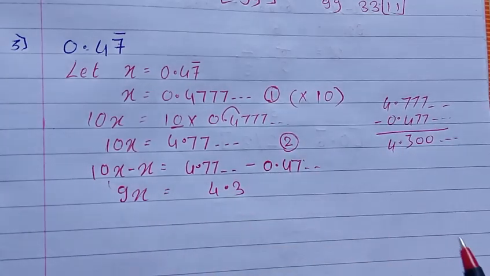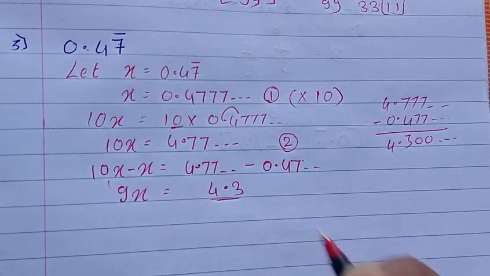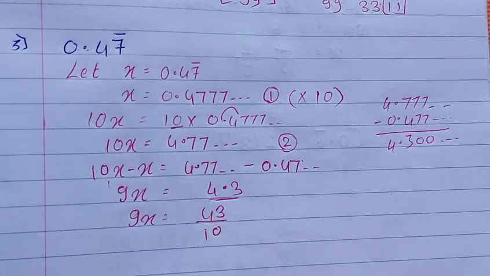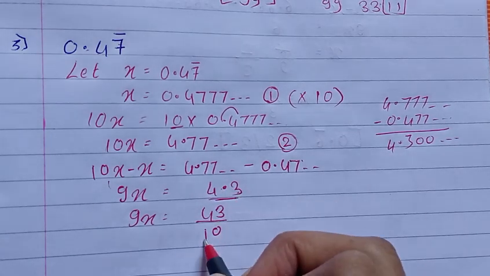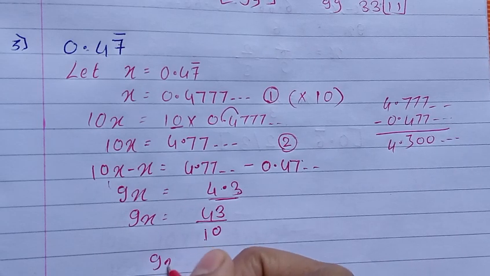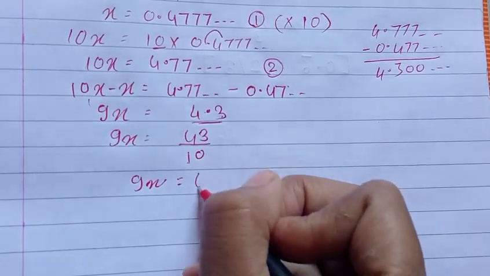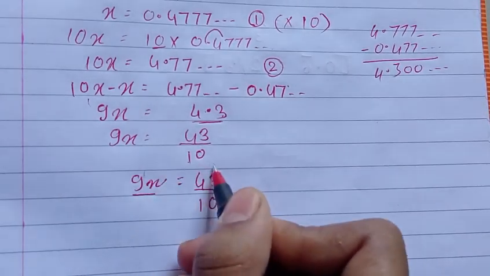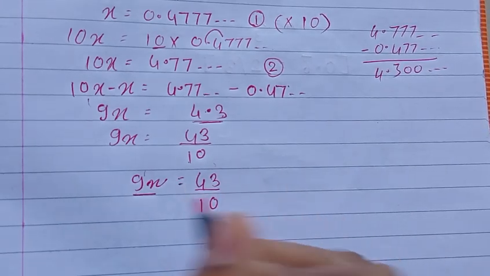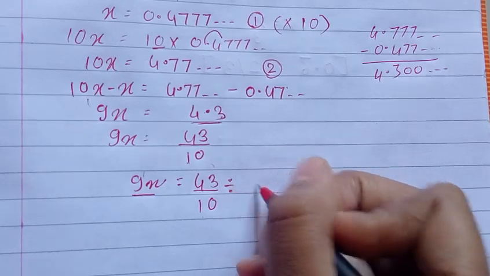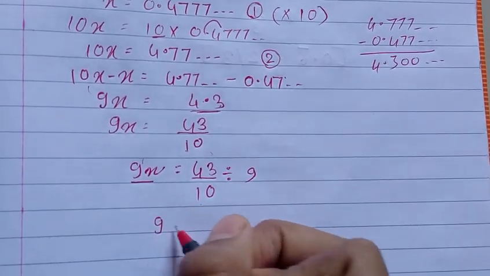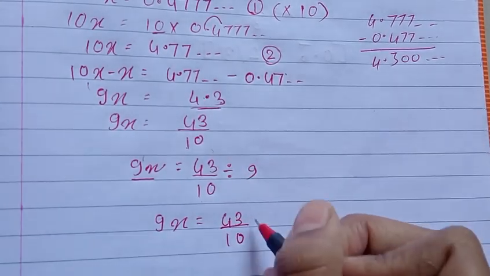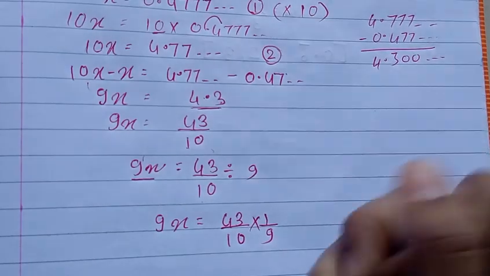Then you got this. Now see, this is in decimal form. We can convert this into fractional form. So you can write 9x equals 43 upon 10, because 4.3 has one digit after the decimal point, therefore we write 10. Now see, 9 is in multiplication with x. When we transpose it, we need to divide by 9. We can also write this as 9x equals 43 upon 10, and while dividing we do the reciprocal, that is into 1/9. Now you can simply do it.